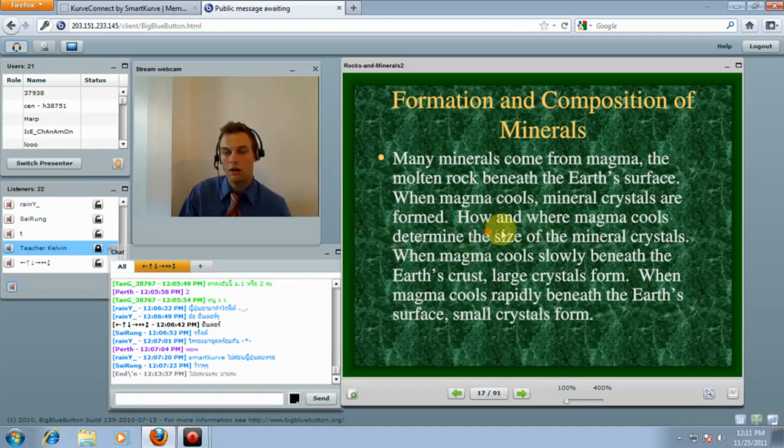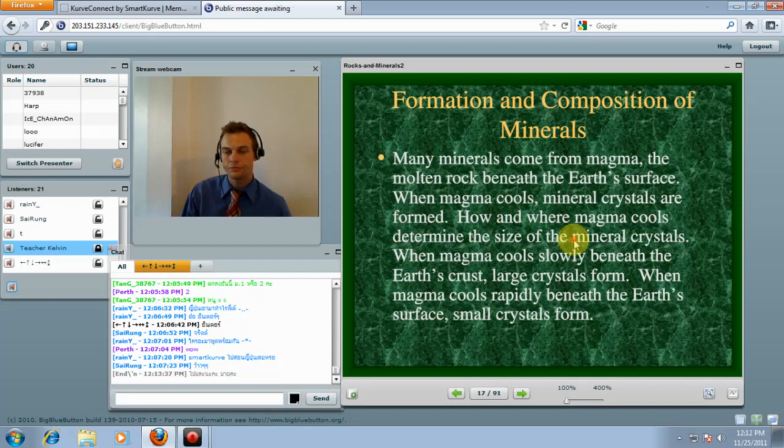What affects this? Well, how and where the magma cools determines the size of the crystals. When magma cools slowly beneath the Earth's crust, large crystals form. So this is like if you have something that cools instantly, you're going to have smaller crystals. If you have something that cools very, very slowly, you're going to have big crystals. So if you're looking for the largest diamond on Earth, you definitely want to look in a place where the magma has been cooling slowly, because if you really want that huge diamond that's gonna kind of make your fortune, you want to look in this area where it's being cooled slowly.